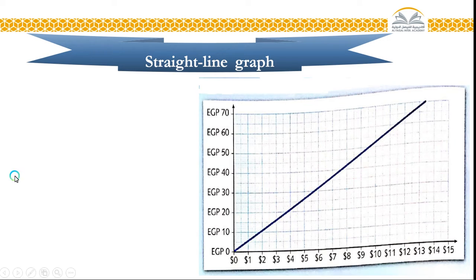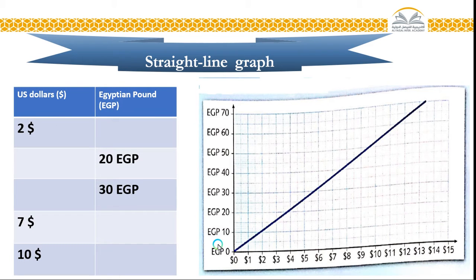Like you see here, this graph contains the x-axis with units of dollars: 0, $1, $2, $3, $4, and so on. And here is EGP, that means Egyptian pound. Now we have a relation between Egyptian pound and US dollar. Now we will try to complete this table or chart to better understand how we can read this straight line. So now we have $2.